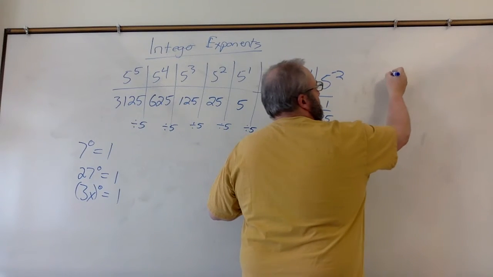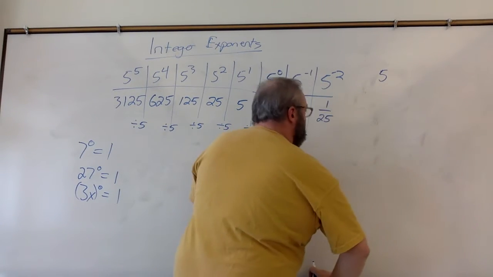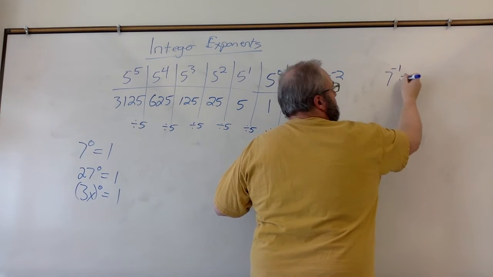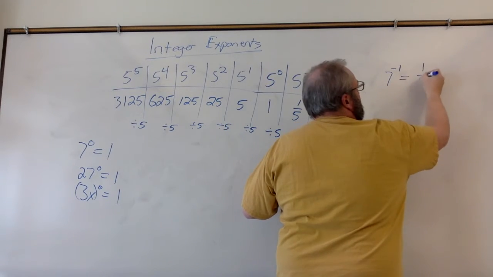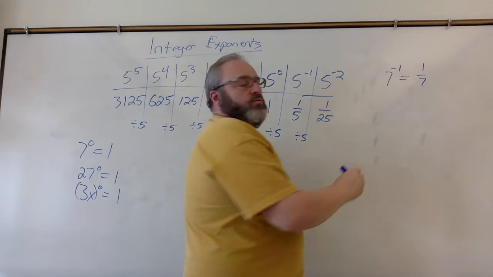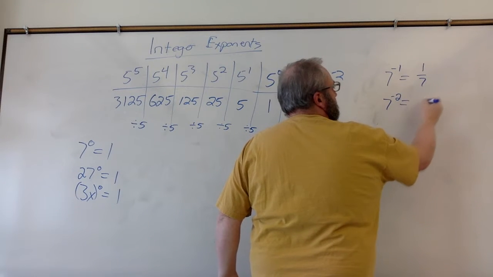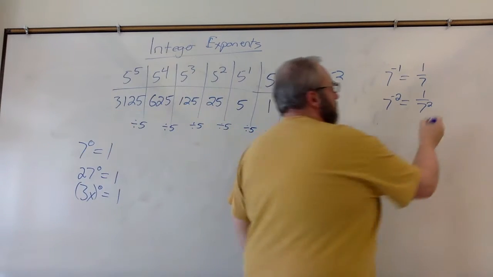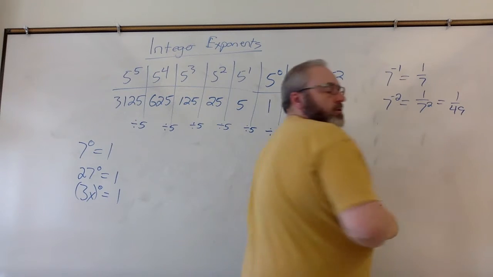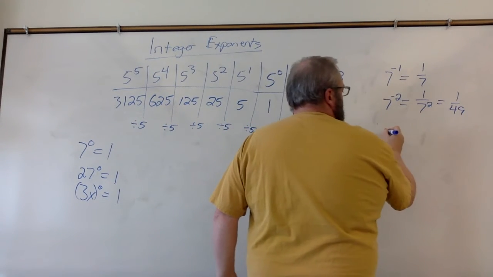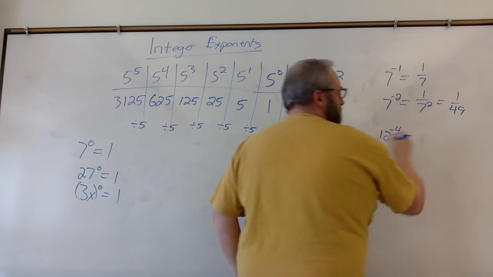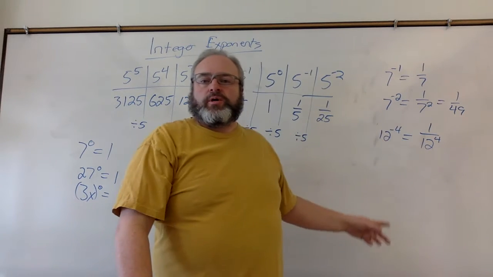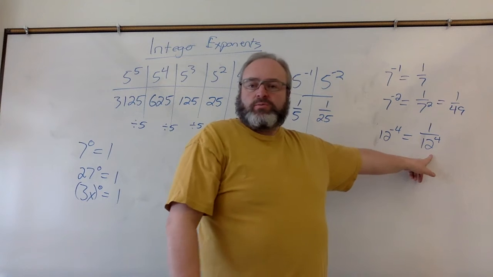So we had, let's not use 5, 7 to the negative 1st power, that would be 1/7. If you had 7 to the negative 2nd power, 1/7 to the 2nd power, which is 1/49. If you had 12 to the negative 4th, that would be 1/12 to the 4th power. You could figure this out if you wanted to, but we can leave it just like this.